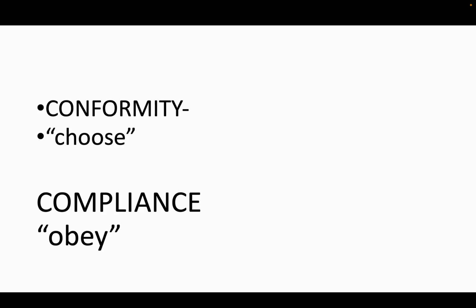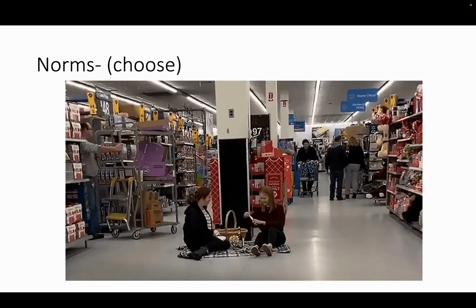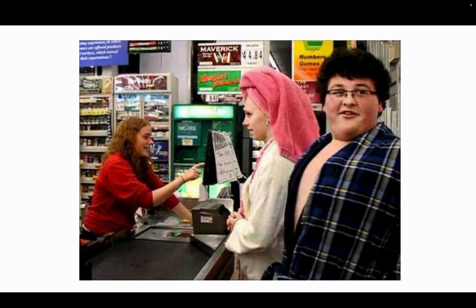Okay. All right. Now, big one, conformity and compliance. Conformity is we choose to do something. Compliance, we must do it, we must obey. The big norms are behaviors in our society. They're not laws. We choose to not wear our pajamas to school. You could if you want to, but you choose.